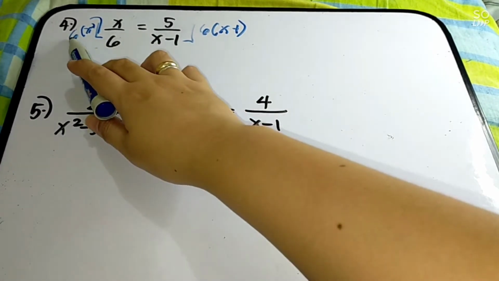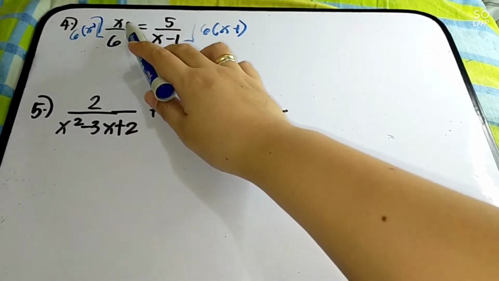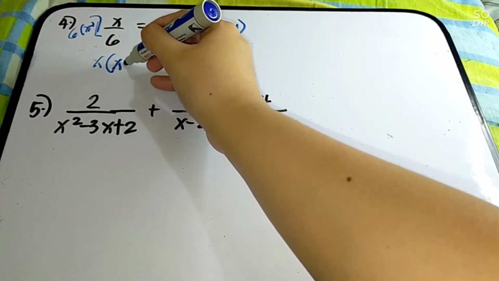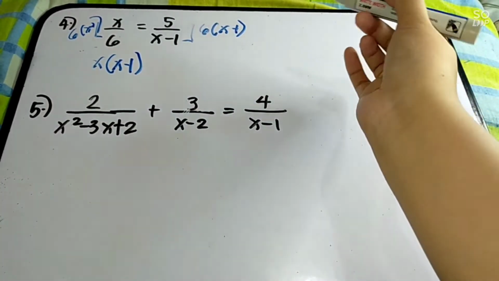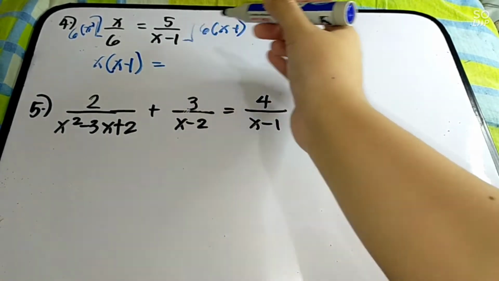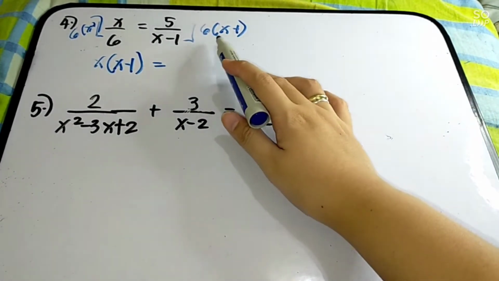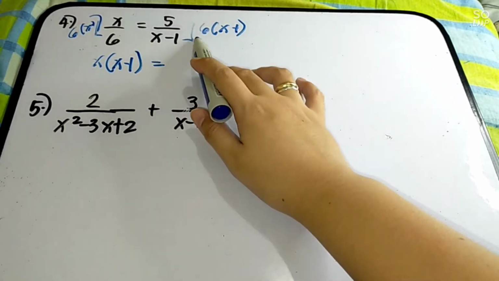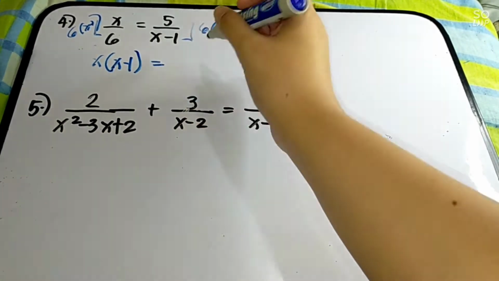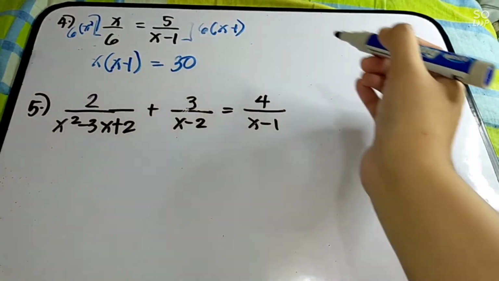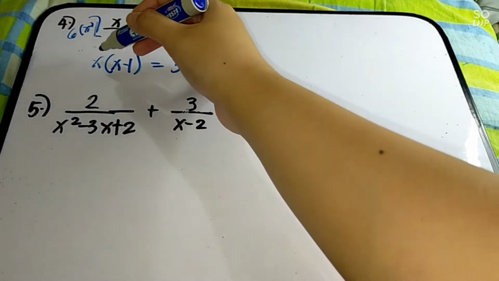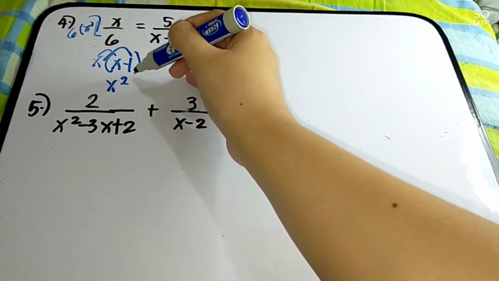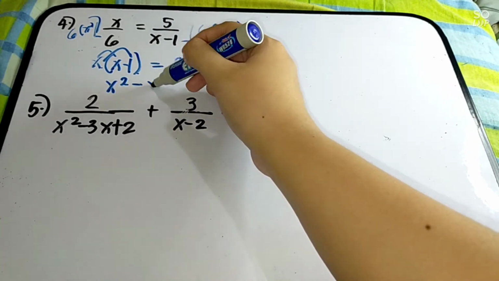So, nawala si 6, ang matitira ay si x minus 1. So, you are going to multiply it by x. So, meaning, x times x minus 1. That is it. So, hindi ko muna siya minultiply, ha. It is equal to 6 times x minus 1 divided by x minus 1. Mawawala si x minus 1, matitira si 6. 6 times 5, the answer is 30. Then, afterwards, you are going to distribute. So, x times x, you have your x squared minus x times 1, the answer is x.